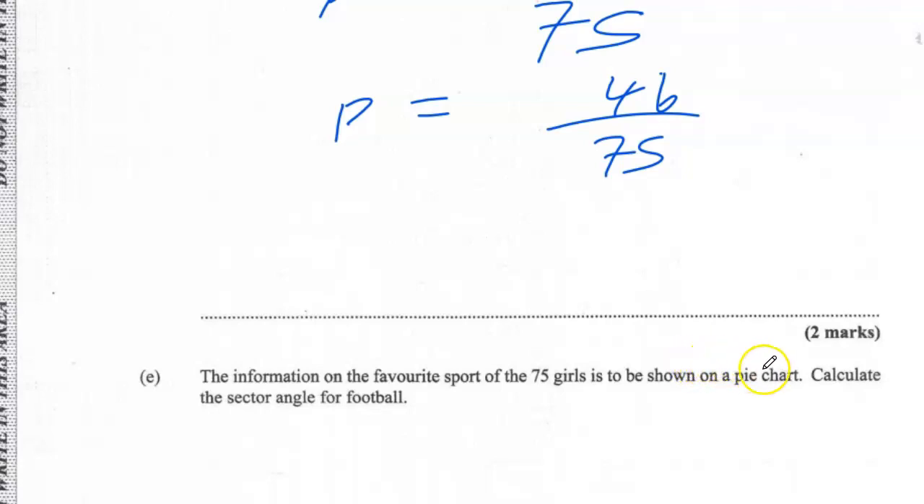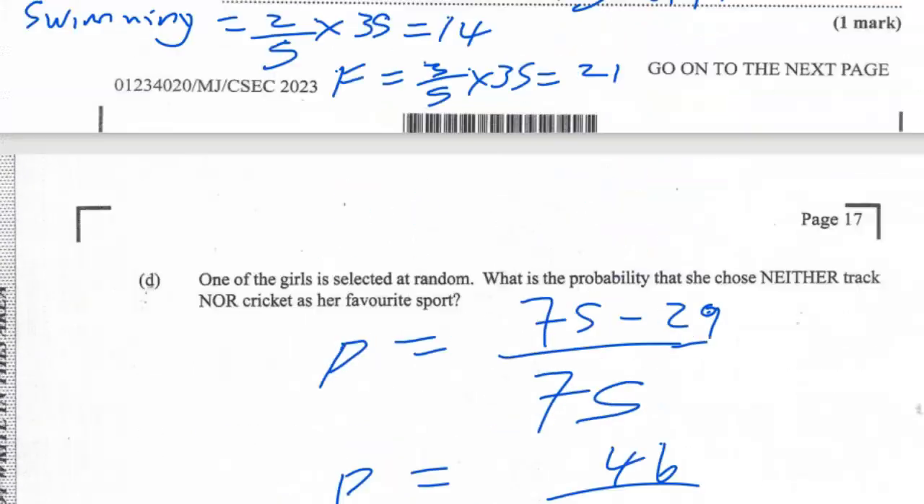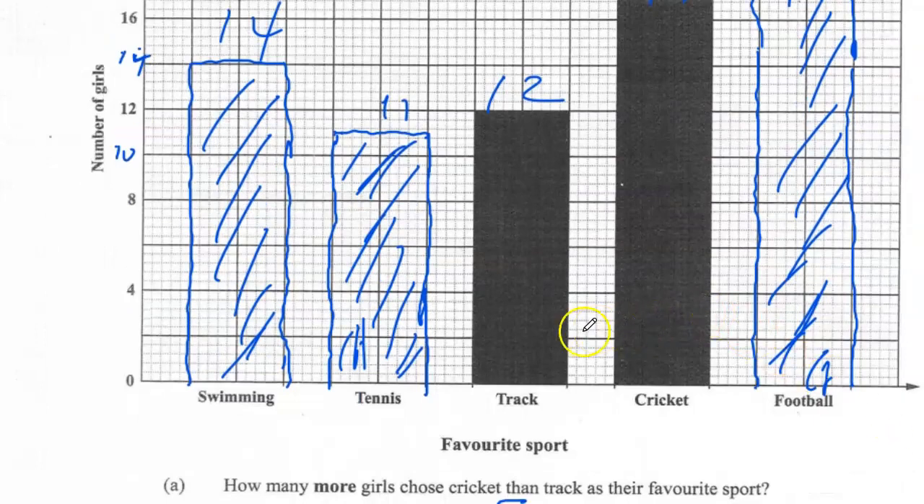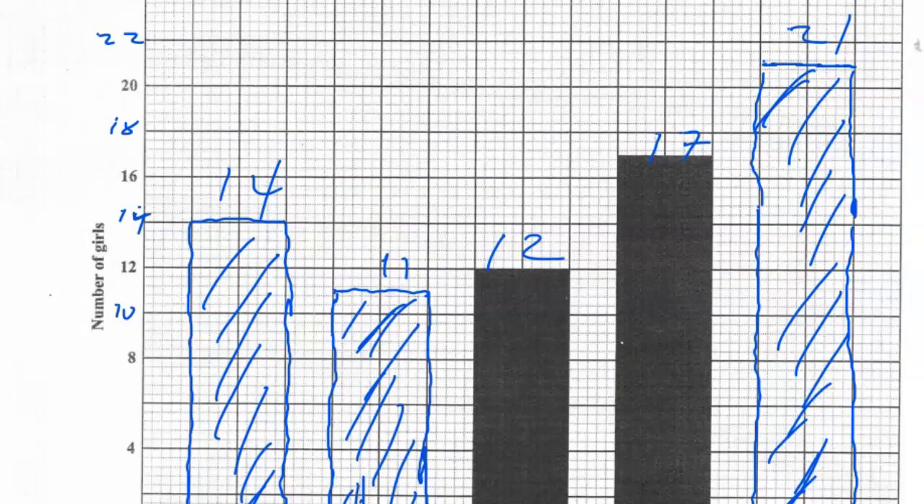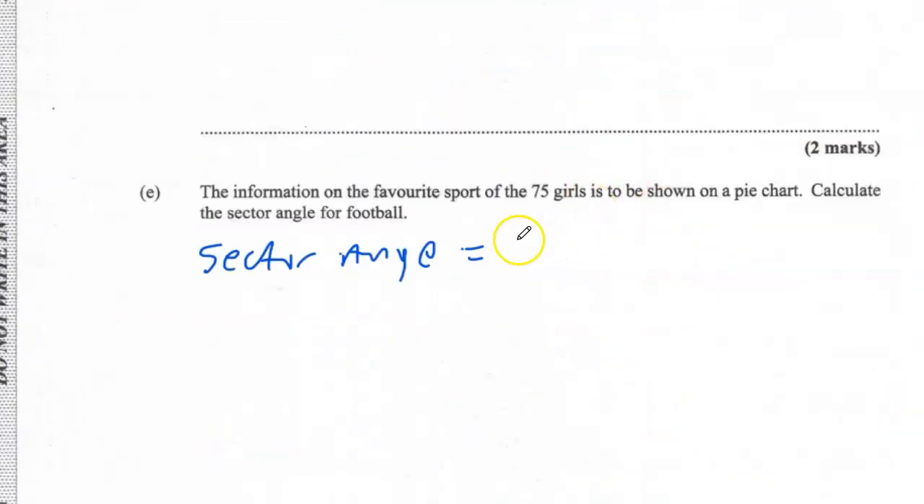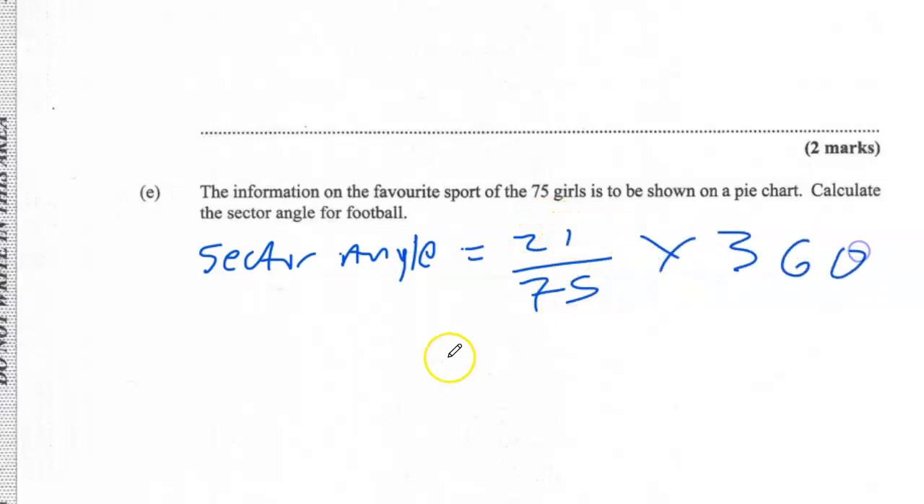The information on the favorite sport of the 75 girls is to be shown on a pie chart. Calculate the sector angle for football. How to calculate the angle again is the fraction. The number for football was 21, so the sector angle would be 21 over the total, which is 75. So the sector angle for football is 21 over 75 times 360 degrees. 21 divided by 75 is 0.28, times 360, that's 100.8 degrees.